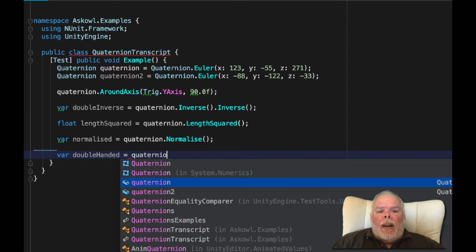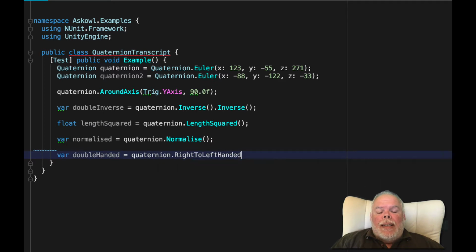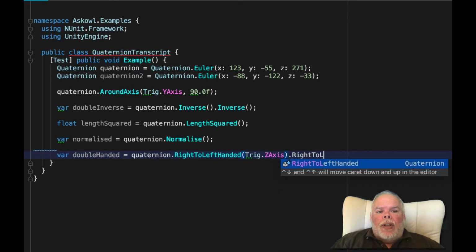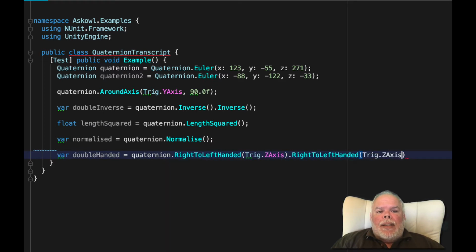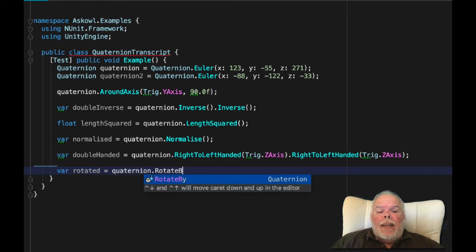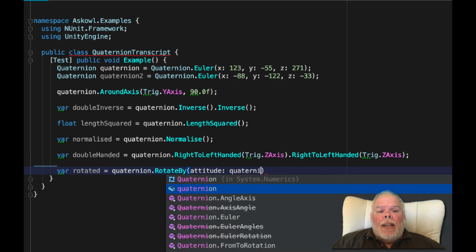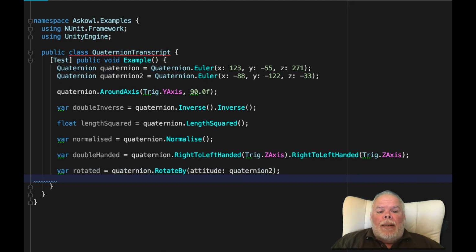The iOS gyro is right-handed, while Unity is left-handed, so change the chirality around the selected axis. Repeating it twice will return to the original value. Multiplying quaternions may make sense to mathematicians, but for the rest of us, rotate by is clearer.